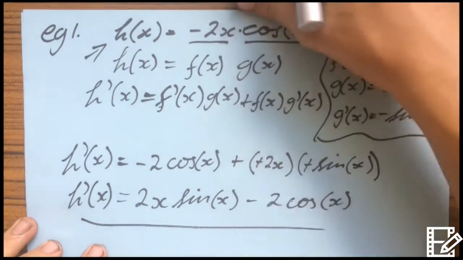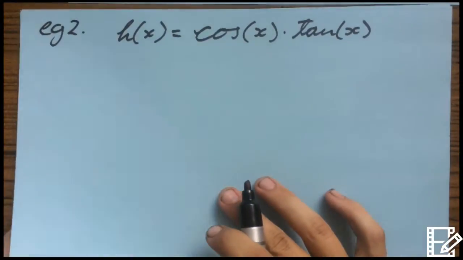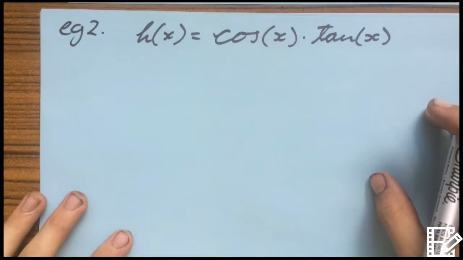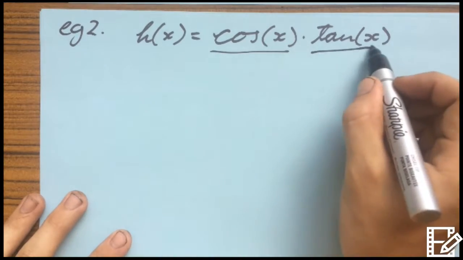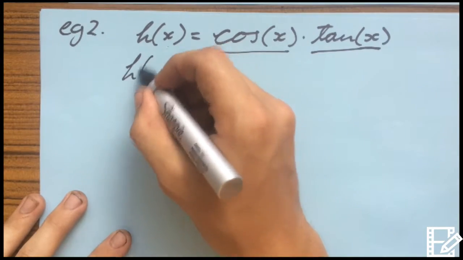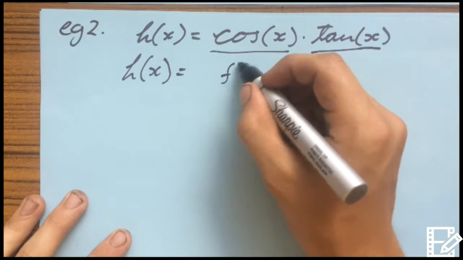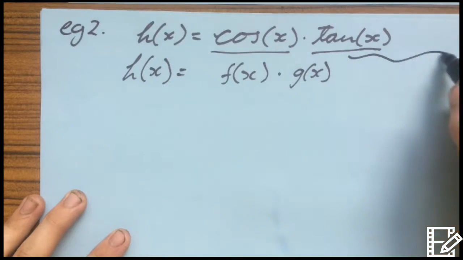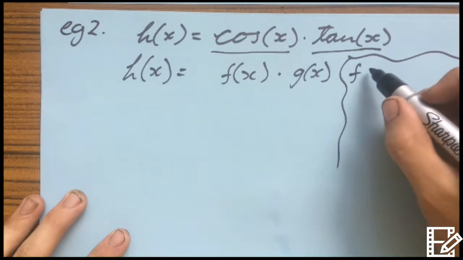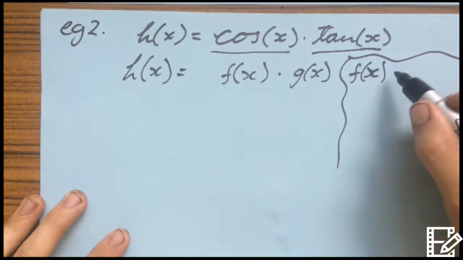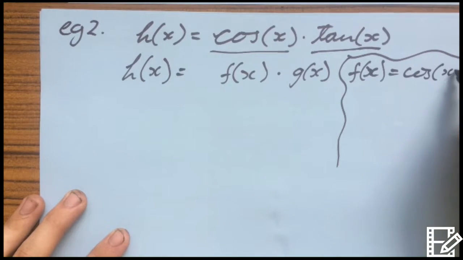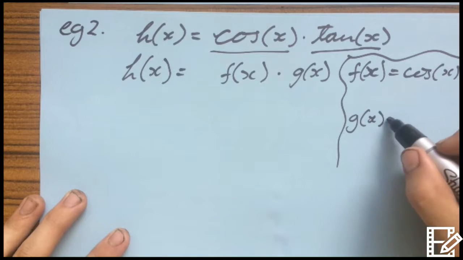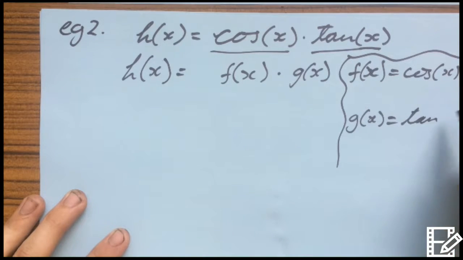Okay, now another example. Cos x multiplied by tan x. First function, second function. You write that, f(x) multiplied by g(x). Squeeze it in here. Have f(x) equal to cos x, and g(x) equal to tan x.